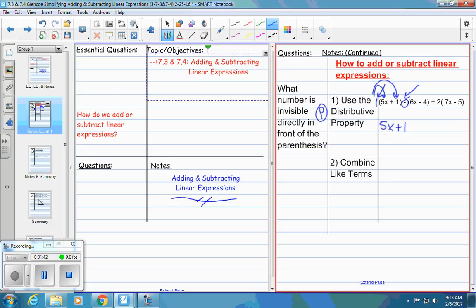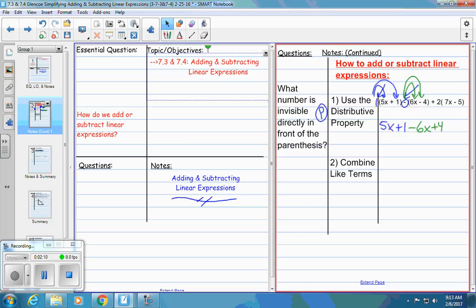Now, many of you thought that was a waste of time. But what we just did was distribute that invisible 1 in front of the parenthesis, and the distributive property makes the parentheses go away. So on the second one, we're distributing a negative, and remember that's actually a -1, so -1 times 6x is -6x, and -1 times -4 is +4.